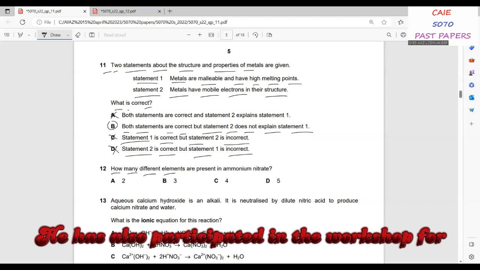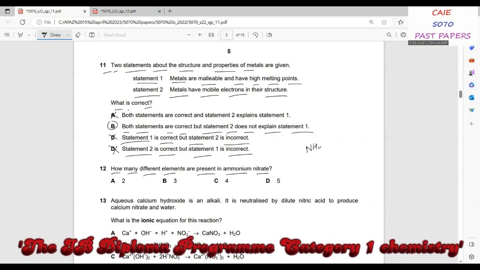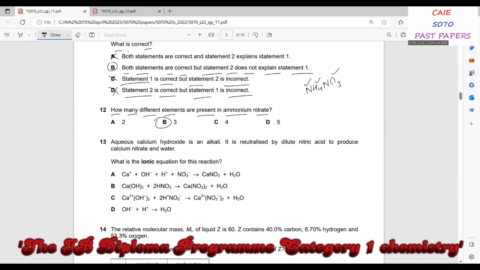12. How many different elements are present in ammonium nitrate? The formula of ammonium nitrate will be NH4NO3, so nitrogen, hydrogen, and oxygen. So we have 3 different elements present in ammonium nitrate.